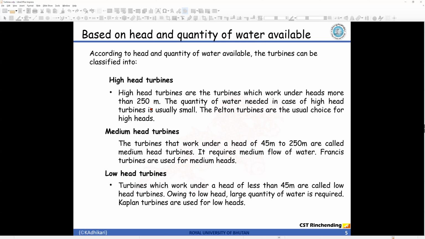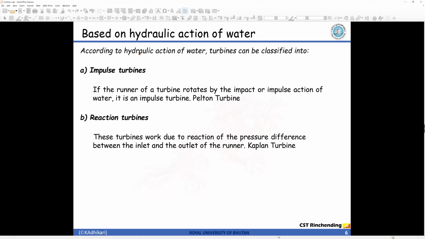So, in Bhutan, most of the hydropower turbines are high head turbines. And then based on the hydraulic action of water. Now, typically, you may have assumed a turbine to be, like I explained in the previous slide, water where the pressure is converted into kinetic energy with the help of a nozzle, then the jet strikes the turbine, which makes it run. So that is true for the Pelton turbine. But there are other types of turbine which do not use this principle.